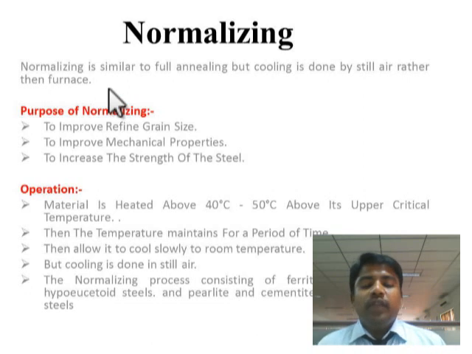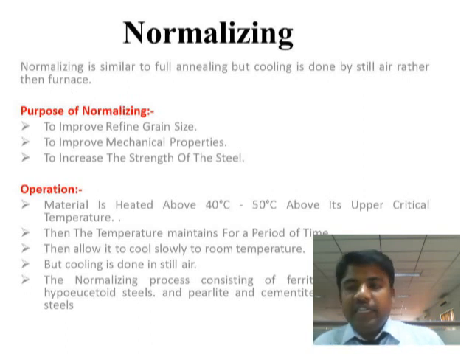When you go for the economic way, the normalizing process seems to be better, because when you go for annealing, we have to go for the furnace cooling process. In the furnace cooling process, we have to give a power source and human effort for the furnace to work and to cool also. Here we heat the metal, maintain the temperature, take the component outside and cool it in the air. That we call the normalizing process. Let me see this in detail.